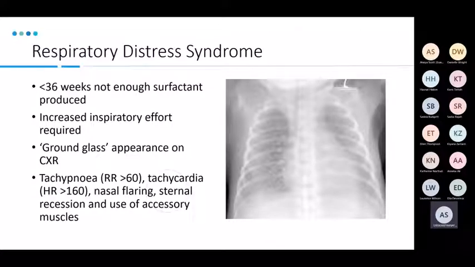And then you'd want to do a chest x-ray as well, and you'll get this classic ground glass appearance on the chest x-ray. So you can see this very bitty, little bits of ground glass just speckled around.